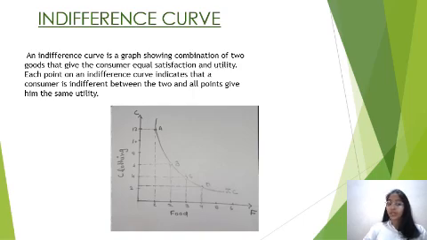You can see the goods here, the first one is food and the second one is clothing. So this is the indifference curve.